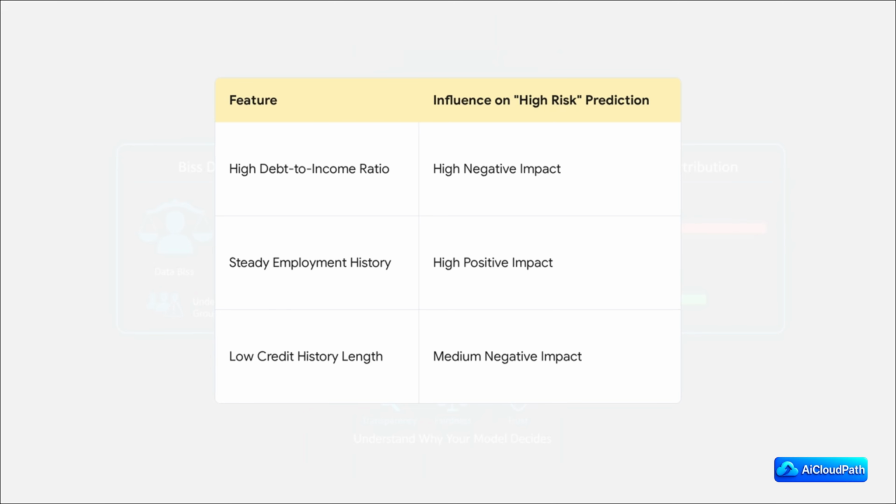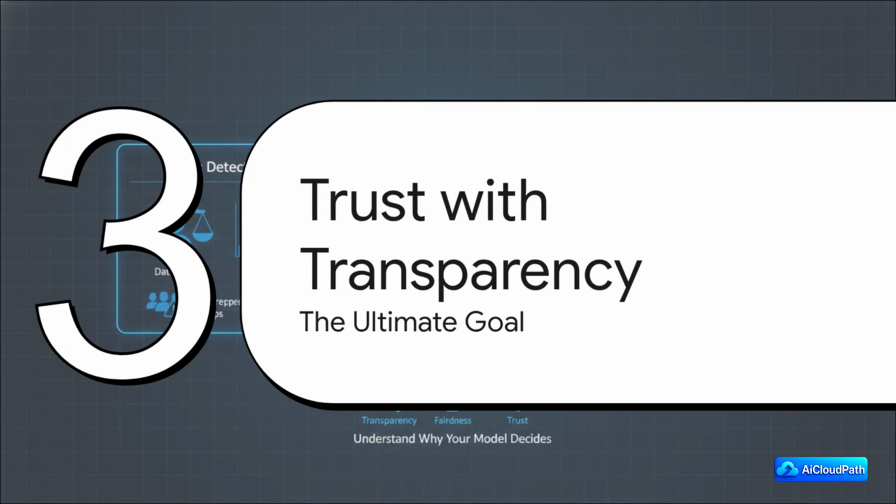A developer can now see which features are having the biggest impact. A loan officer could even use this to explain the decision, saying, hey, your employment history is great, but the debt-to-income ratio is the main flag here. It totally transforms a no into a conversation. So when you tie this all together, combining the bias detection with this powerful explainability, we finally get to the ultimate goal, building real, justifiable trust in our artificial intelligence systems.